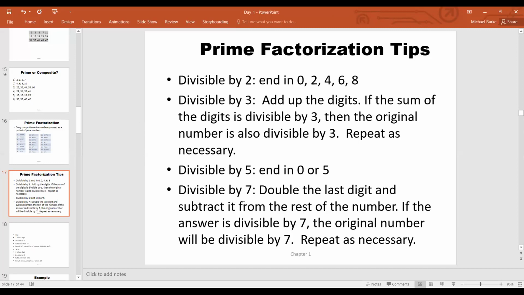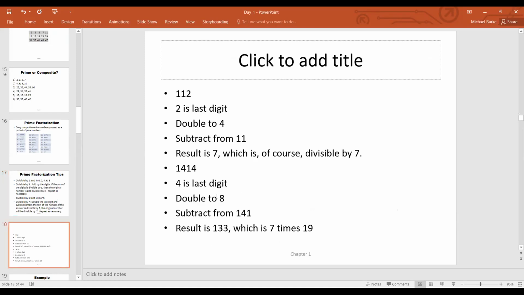Subtract it from the rest of the number. In other words, the number that's formed by all but the last digit. If we subtract that doubled amount from the rest of that number, then if that answer is divisible by 7, the original number will be as well. Let's look down here. We pick 112. 2 is the last digit. We're going to double that to 4. If we subtract it now from 11, which is the remainder of this number, the result is 7.